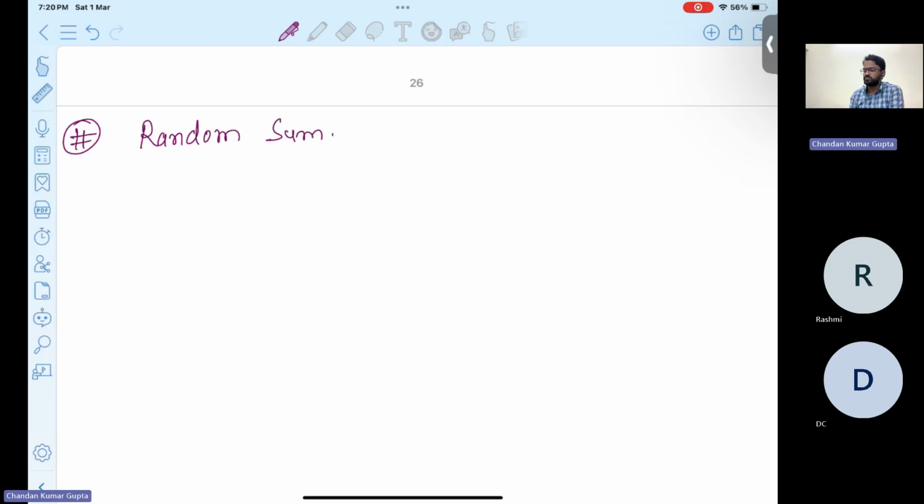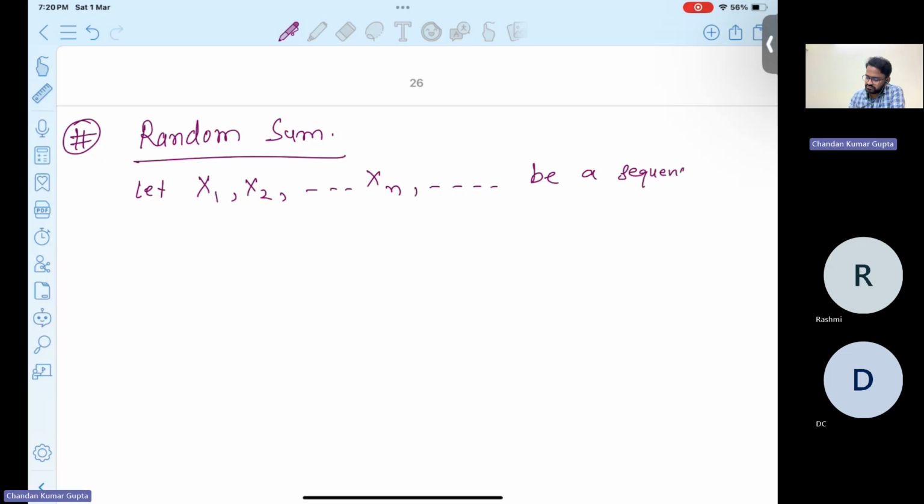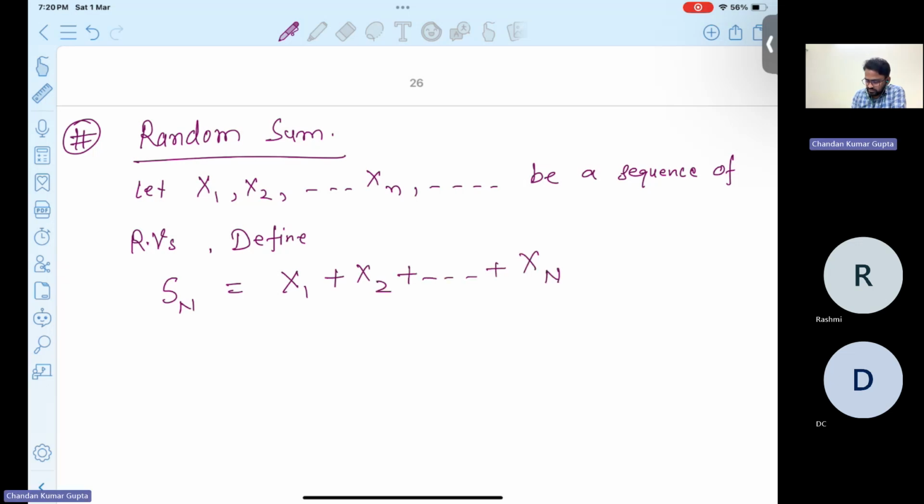Random sum is like this: suppose we have x1, x2, ..., xn, a sequence of random variables. So we define Sn, which is nothing but the summation x1 plus x2 plus ... plus xn. Then this Sn is called the random sum.